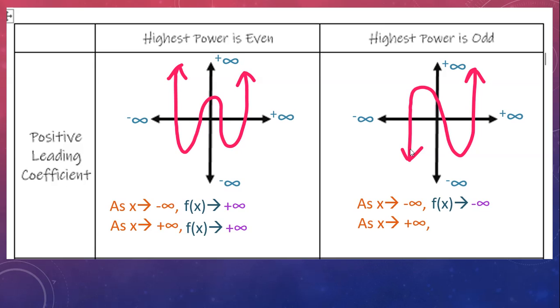Let's talk about the right-hand side of the graph. As x goes to positive infinity, so as the graph moves right, your arrow, f of x, points towards positive infinity. Hopefully that doesn't seem too confusing. Like I said, on the next example page, it might come more clear to you.